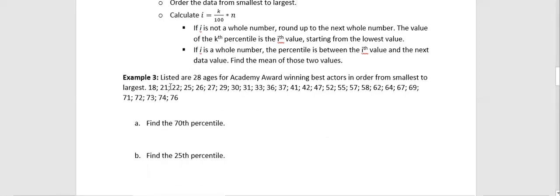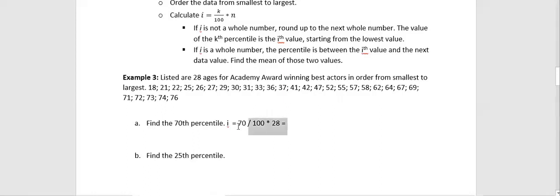So example 3, we have listed 28 ages of academic award-winning best actors in order from smallest to largest. So they have the numbers in order, so that's good. And for part A, we want to find the 70th percentile. So let's use our formula to do this. Our formula is I is equal to k divided by 100 times n. So I equals k, in this case k is 70, divided by 100 times n. And we know that we have 28 ages, so n is 28.